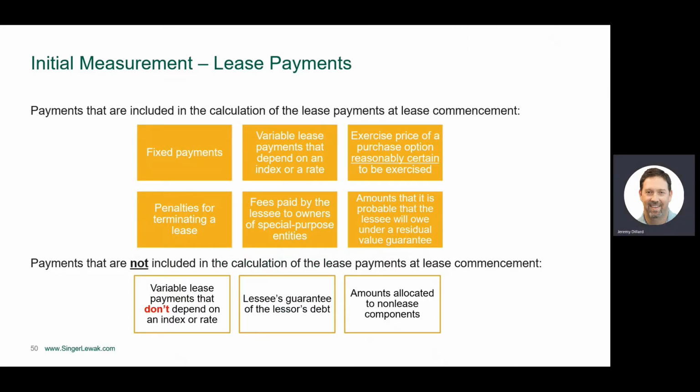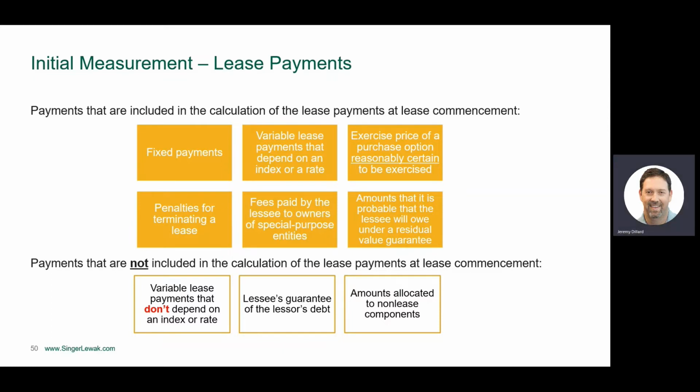Once the lease term is determined, then the entity needs to calculate the payments that will be made during that lease term. As shown in the yellow boxes, these are the payments that should be included in the calculation of lease payments. This includes fixed payments, variable lease payments based on an index or rate that's measurable at the lease commencement, such as a minimum percent increase each year. It also includes the exercise price of a purchase option that's reasonably certain to be exercised, as well as termination penalties, fees paid to special purpose entities, and finally the residual value guarantee.